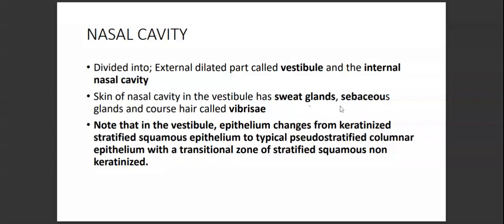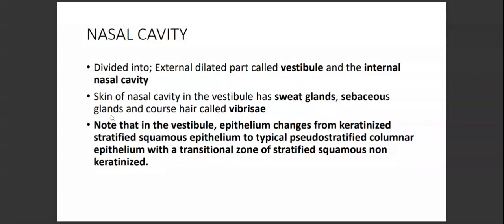We have the sweat glands, the sebaceous glands, and we have hair, this coarse hair which we call the vibrissae. So these are to be remembered. Most questions come here, they'll just say which of the following is not found in the vestibule of the nose. Then they'll put these very options and put something else there. And if you do not know, you obviously get it wrong.